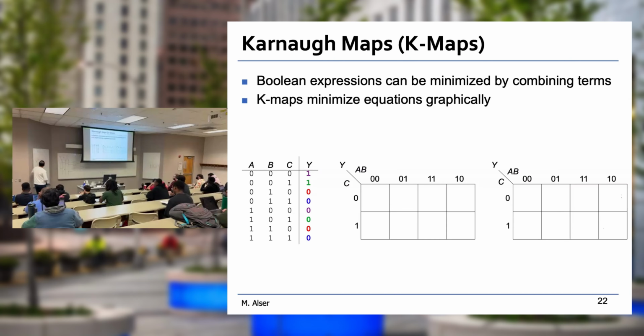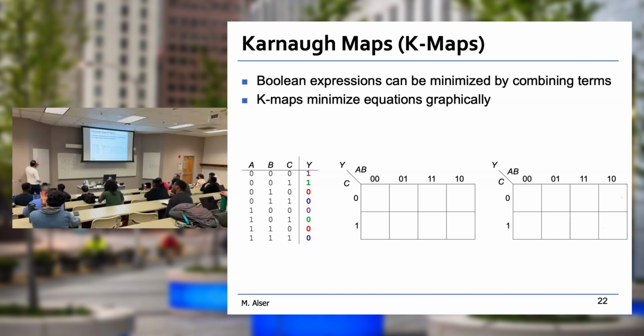How? Let's see. When C was 0, and A and B are 0, 0, what is the value of the output? The value of the output is 1, right? Which is the first line in the truth table. When C is 0, A and B are 0, 0, what is the output? It's 1. So we have 1 over here. When C is 1, A, B are 0, 0, what is the output? 1.